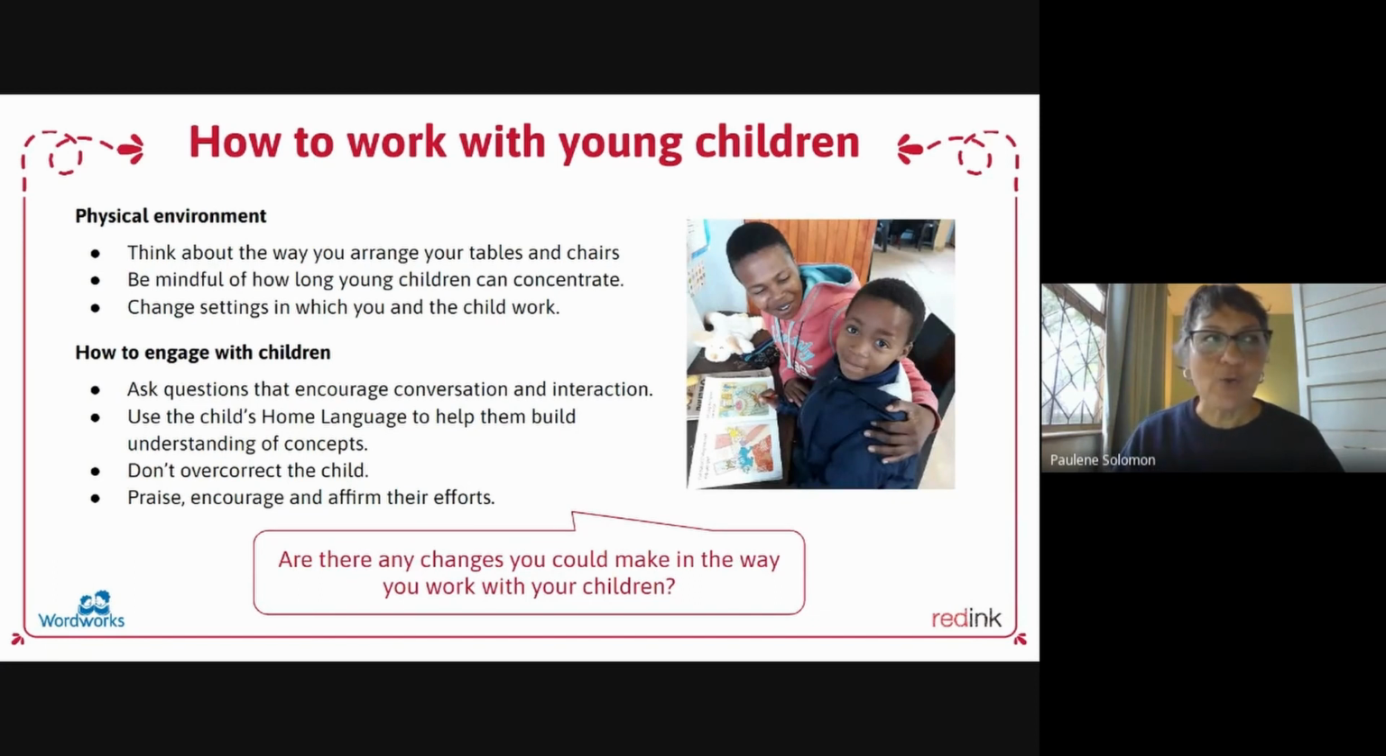And a little tip I always like to give tutors: one of the ways you can do that is to always give your opinion. So you ask the question, but you always give your opinion when they've also given theirs. So they give an answer and you say, yes, and I think, what do you think? So that you're bouncing back and forth. That's the one tip when you engage with children.